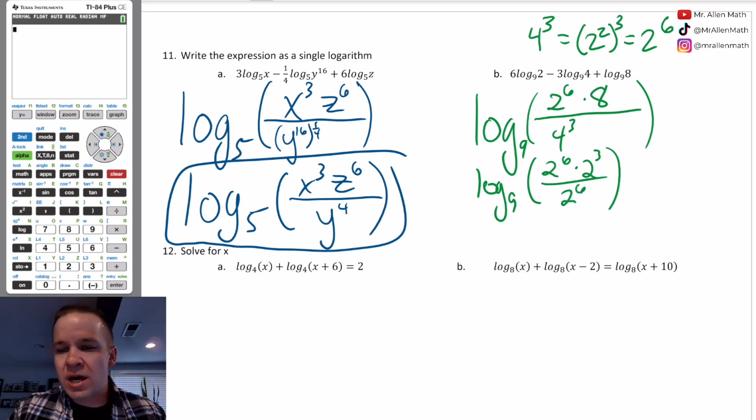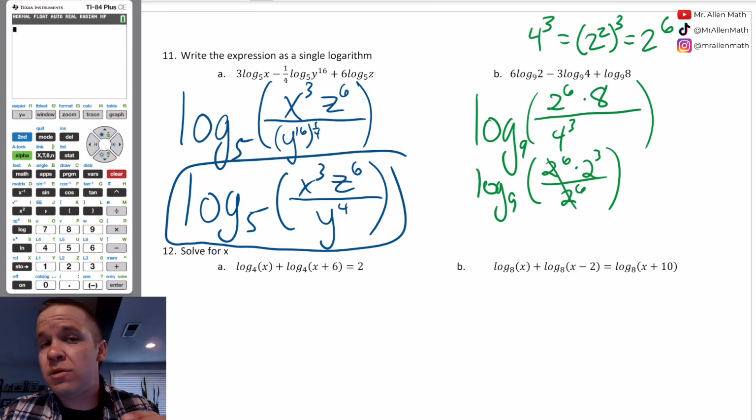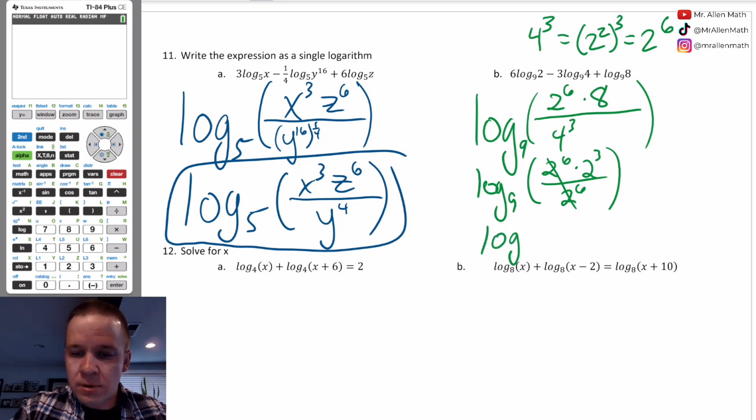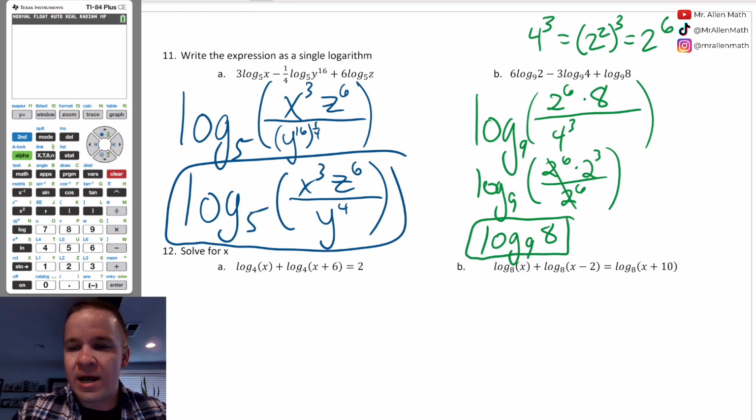Now, in this scenario, these would cancel, leaving me with just 2 to the 3rd in the numerator. But say they didn't, I could have put my exponents together. I'd have 2 to the 9th in the numerator over 2 to the 6th in the denominator, which would leave me with 2 to the 3rd, right? So I'm going to have log base 9 of just that 8. That'll be my final answer right there.